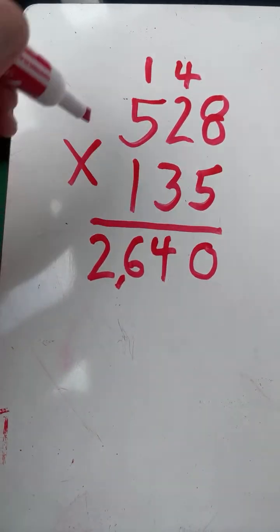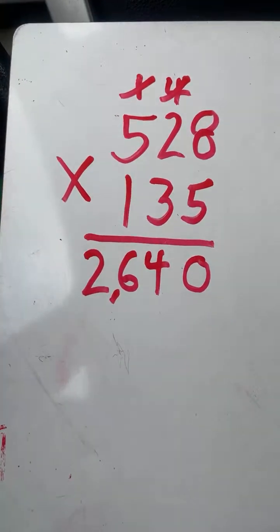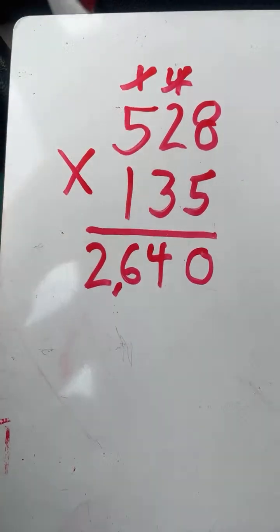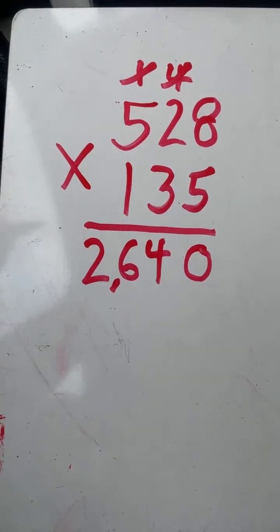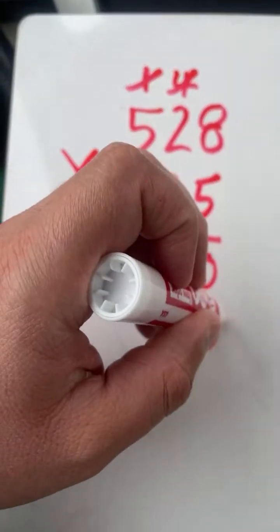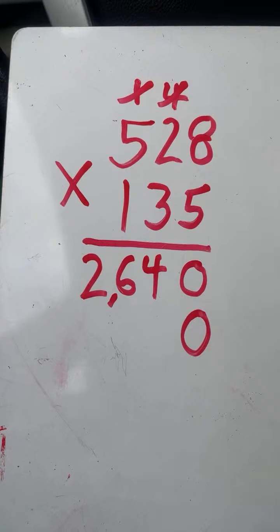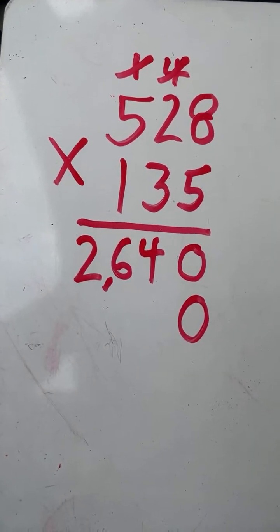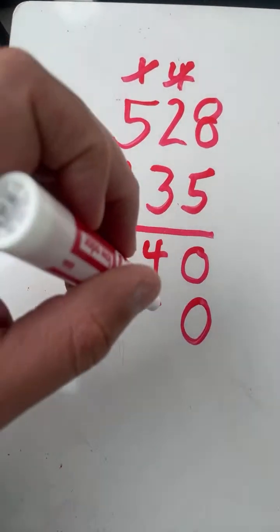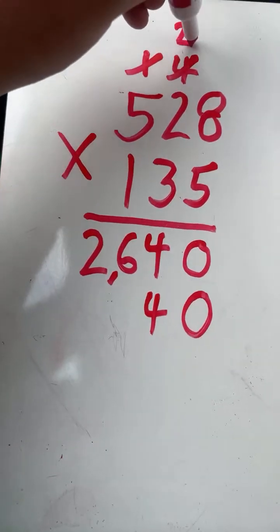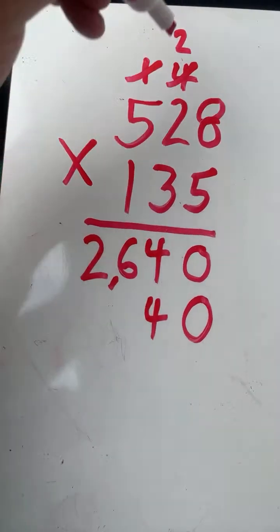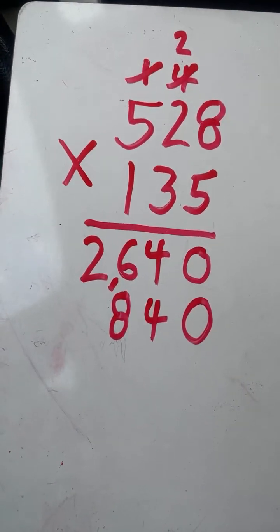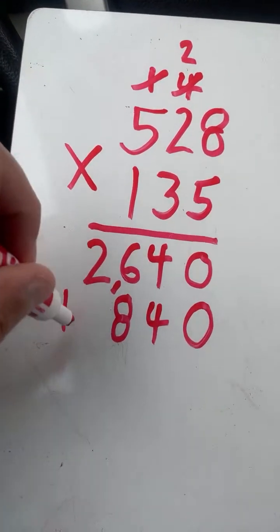All right, next we got to multiply the 3 top numbers times the bottom digit in the tens place. And before we do that, got to put a 0 in the ones place. Eight times 3 equals 24. 4 carry the 2. 2 times 3 equals 6. Plus 2 equals 8. 5 times 3 equals 15.